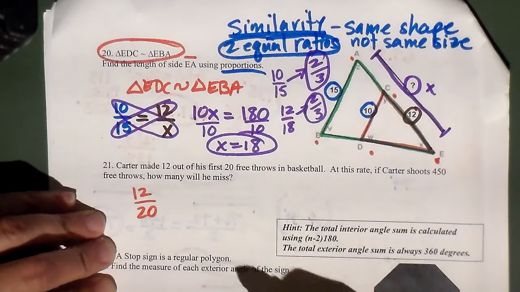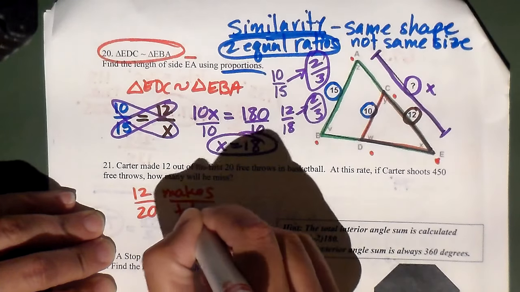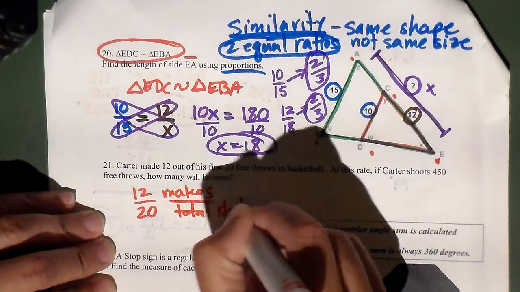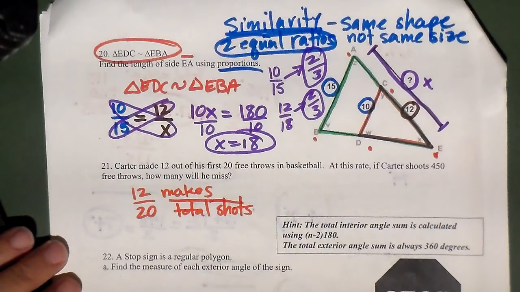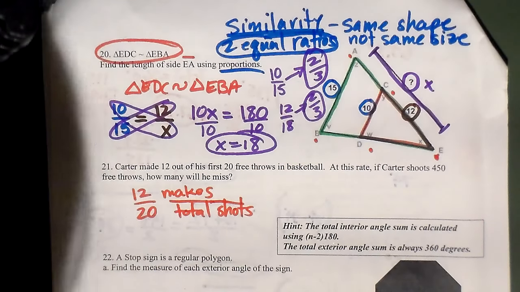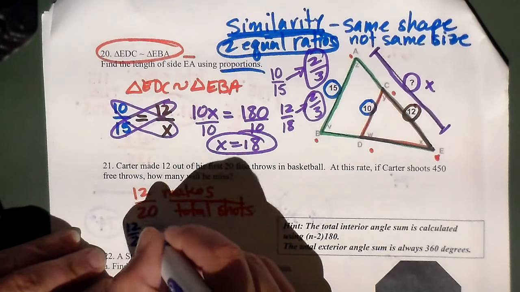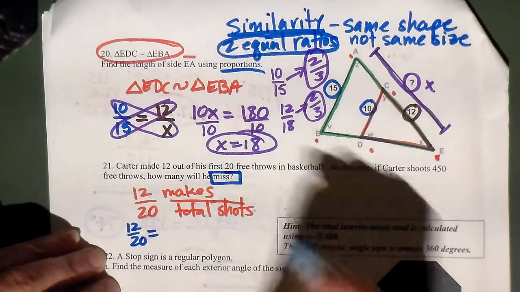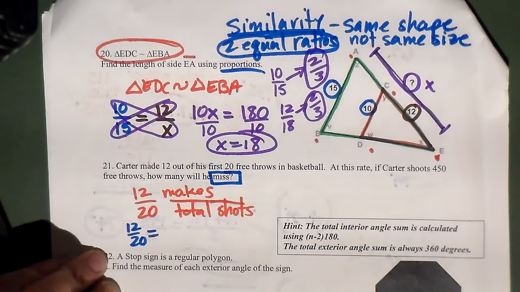Well, let's look at the question. What is the original? The original is makes over total shots. So what I want to do is create another ratio that's the same thing, makes over total shots. So the question is, if he makes 12 out of 20, how many will he miss? Now that's key. It's how many will he miss. Well, let's find out how many he will make first.